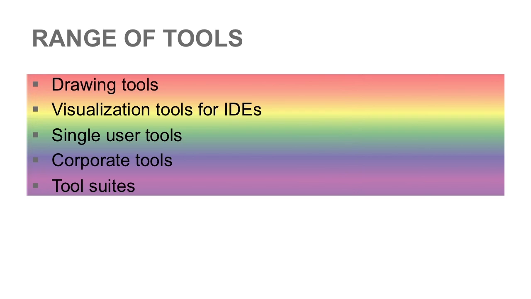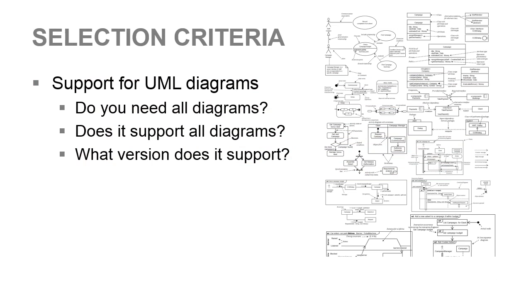The more sophisticated tools are corporate tools, designed to be used in an organizational context with teams of analysts, designers, and developers sharing a repository and being able to access it simultaneously, possibly with version control. Finally, there are tool suites which provide other capabilities, including not just other notations, but support for other disciplines like enterprise architecture or business process improvement, and integration with project management. In some cases, these are built into the software. In others, there are a series of separate modules that have to be purchased. So let's look at the selection criteria.